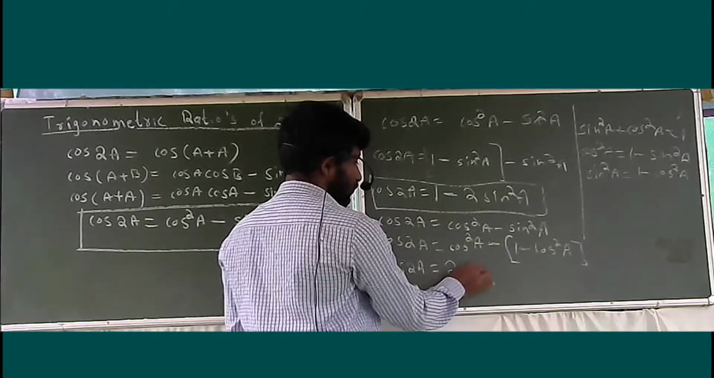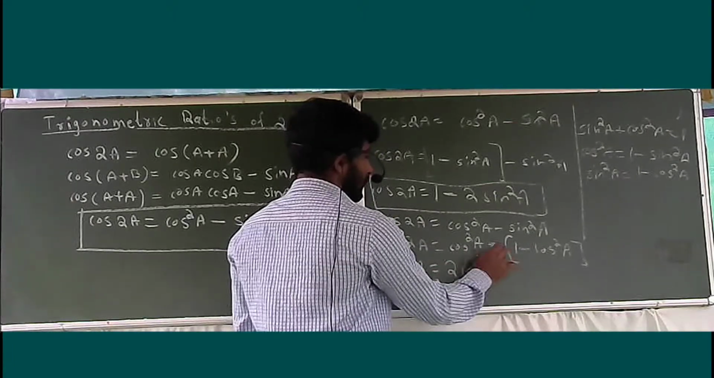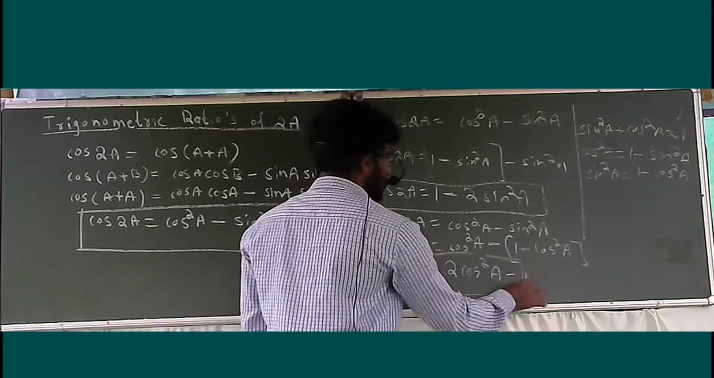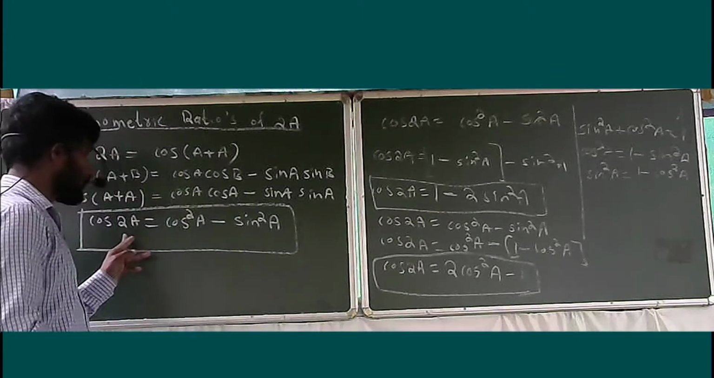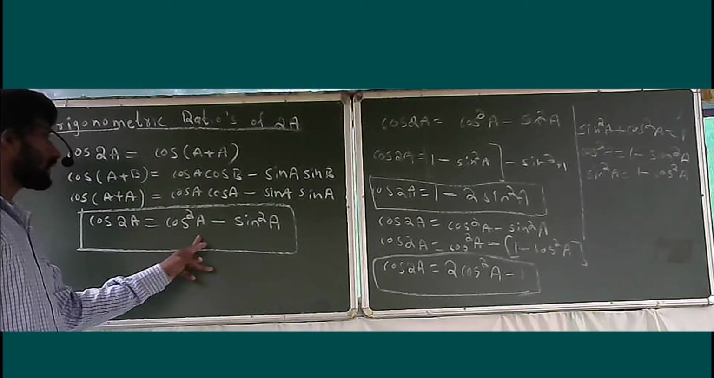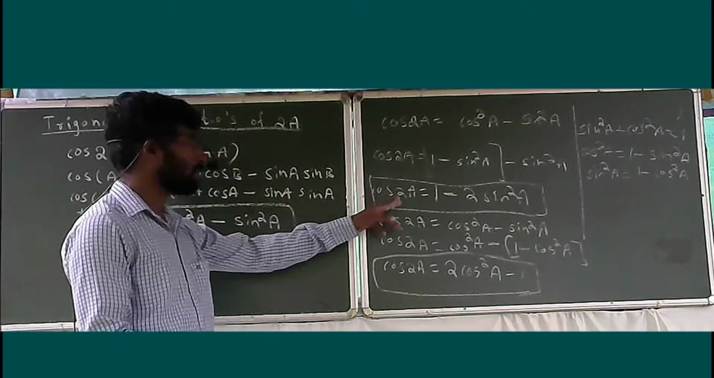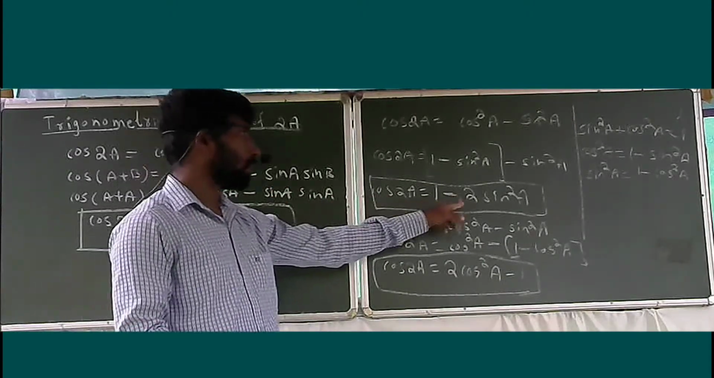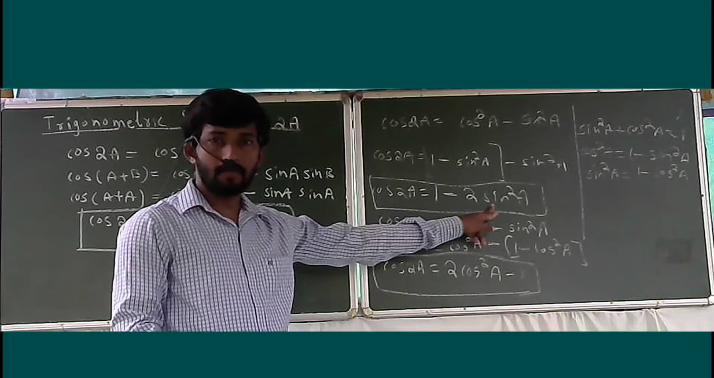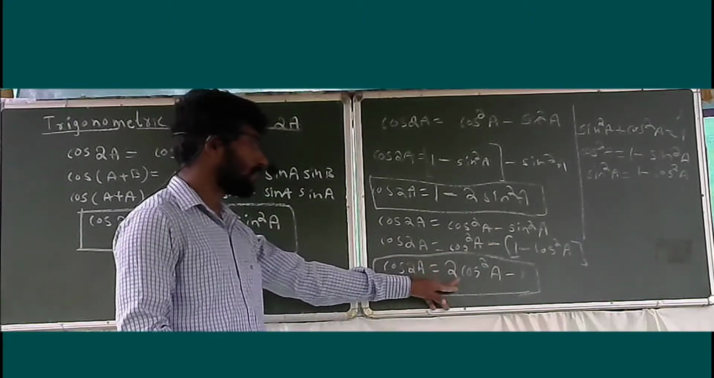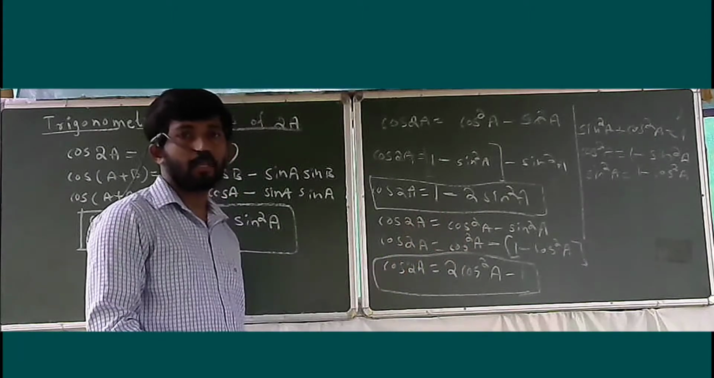It's equal to 2 cos square A minus 1. It's another formula for cos 2A. See, cos 2A is equal to cos square A minus sin square A. It's one form. Another form is cos 2A equal to 1 minus 2 sin square A. Another form is cos 2A is equal to 2 cos square A minus 1.